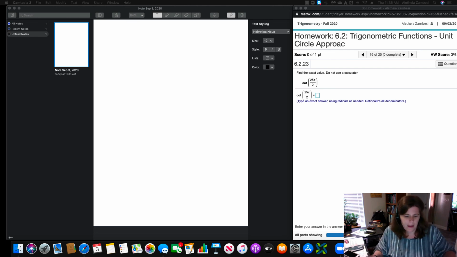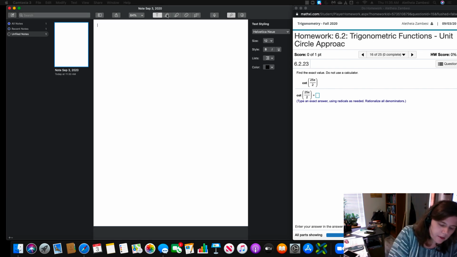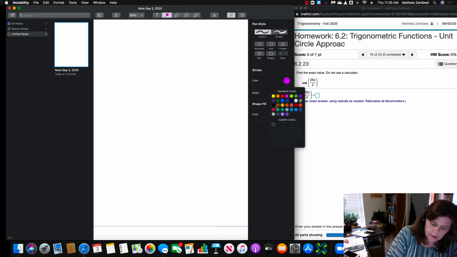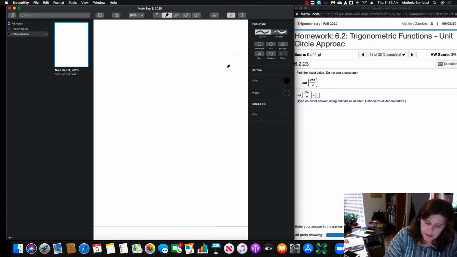Hey everyone, I have met with several students and received a couple of questions regarding section 6.2 number 16, and I wanted to do a brief explanation of this particular topic. The question says that we want to use the unit circle to determine the cotangent of 25 pi over 2. This particular problem relies on a couple bits of knowledge.